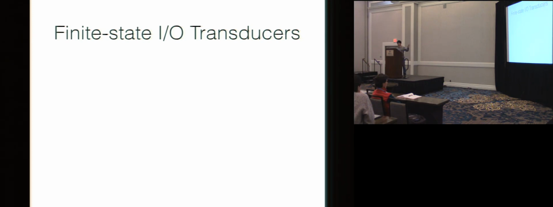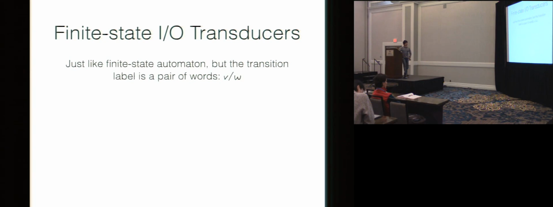Okay, so at least for the purpose of this talk, what I'm going to talk about is finite state input output transducers. So what are these? These are basically just finite state automata, but the transition label is a pair of words, V and W here.